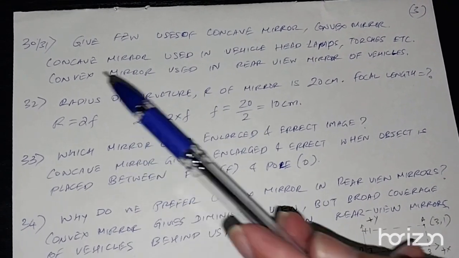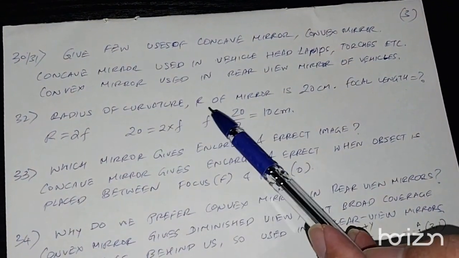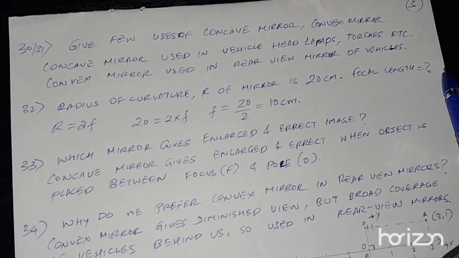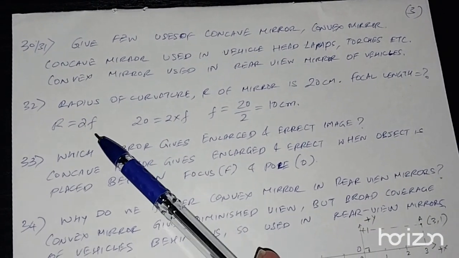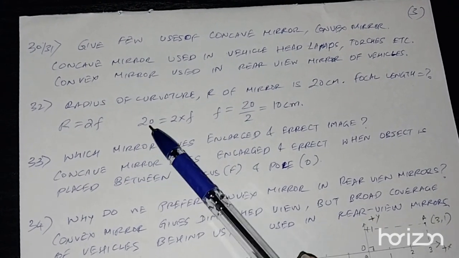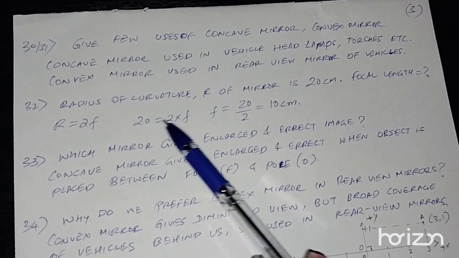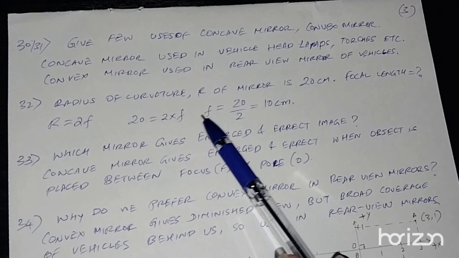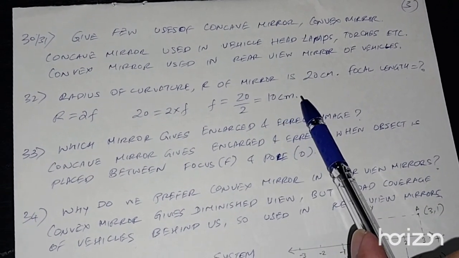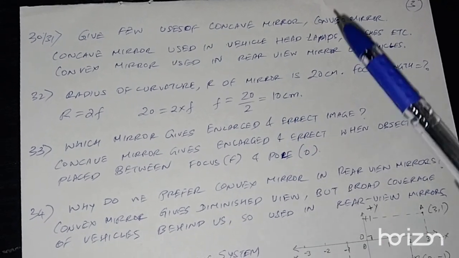Next question. Radius of curvature R of a mirror is 20 centimeter. Focal length equal to what? We know the formula: R is equal to 2 times the focal length, right? So we substitute for R, which is given as 20 centimeter, is equal to 2f, which implies f is equal to 20 by 2, that is 10 centimeter. So the focal length is 10 centimeter.